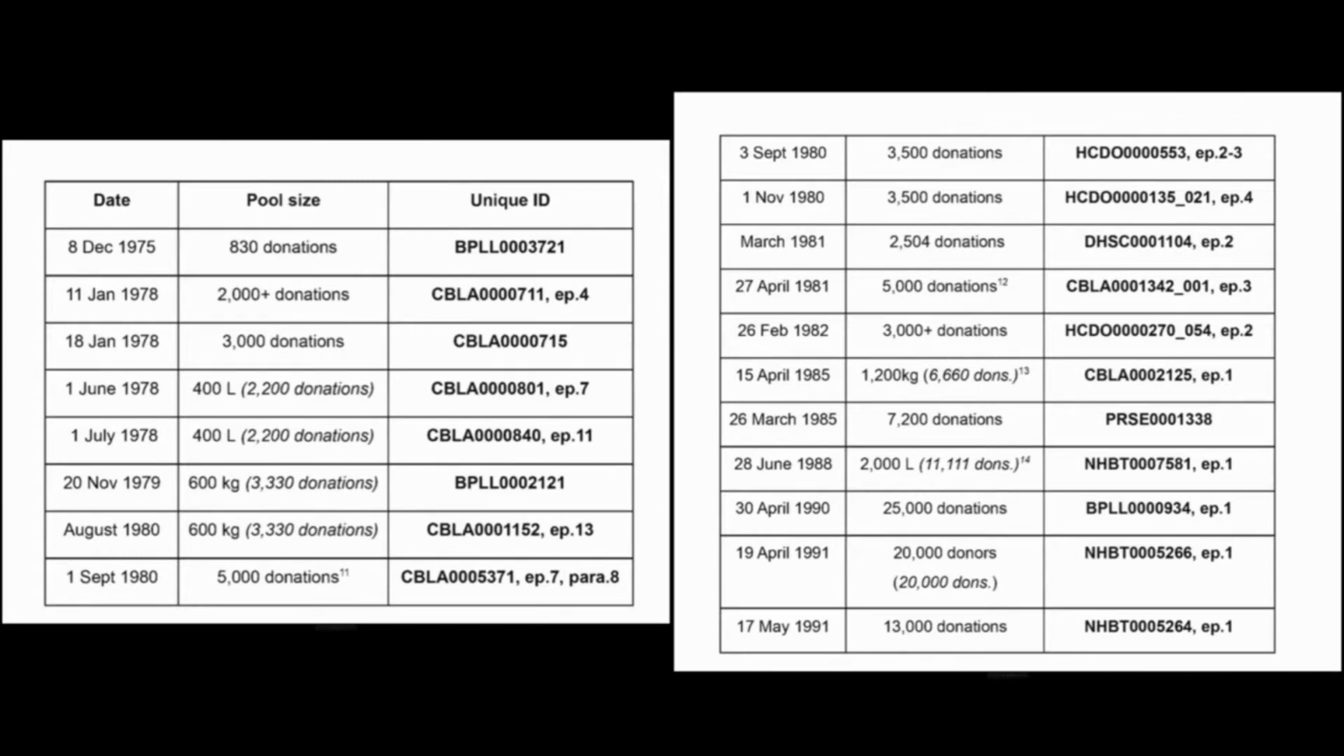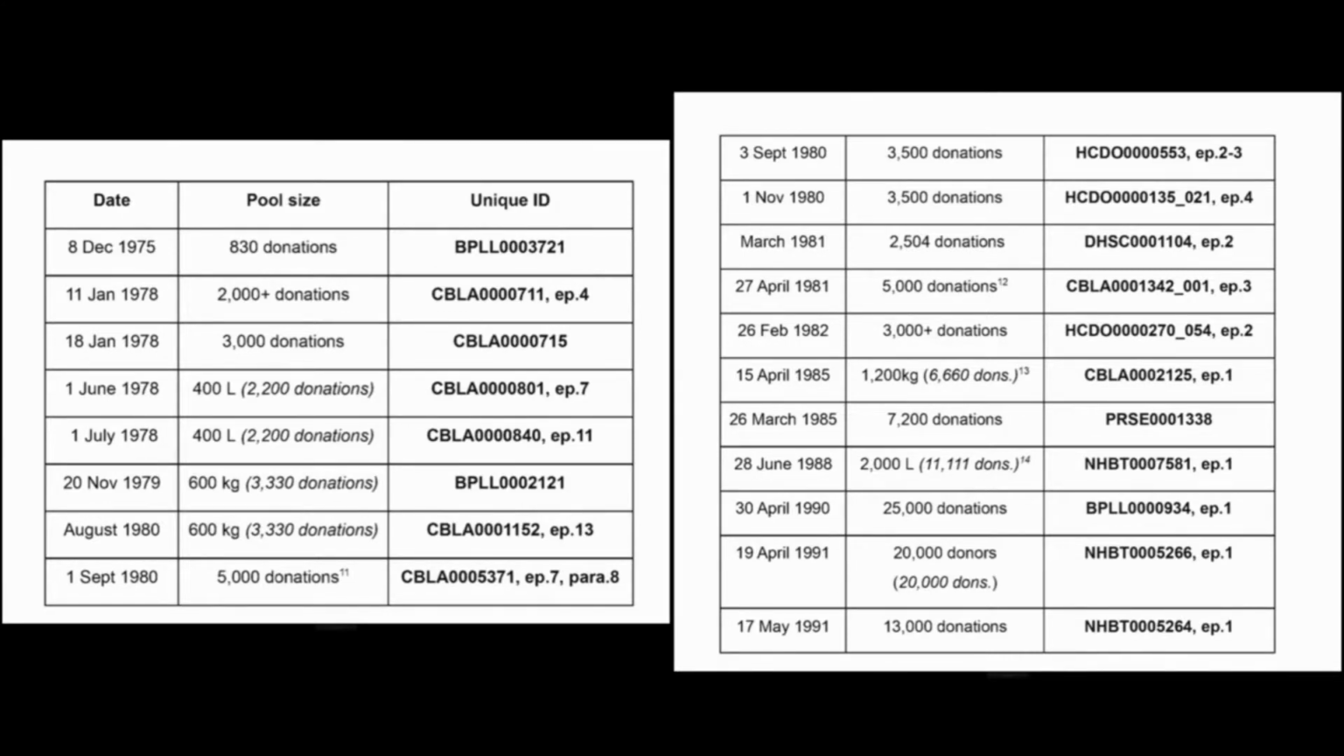A figure for March 1981 is 2,504 donations, but April 1981, 5,000 donations. February 1982, more than 3,000 donations. April 1985, 1,200 kilograms, which equates to about 6,660 donations. Later, in March 1985, 7,200 donations.